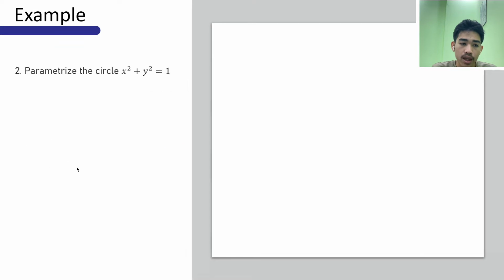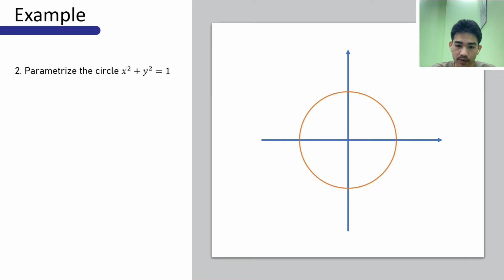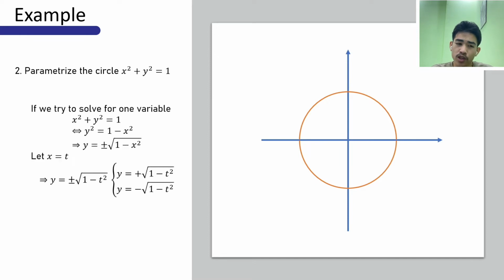The second example is to parameterize the circle x squared plus y squared equals 1. This is our circle. If we try to solve for one variable from x squared plus y squared, this is not the correct way to do it. When we solve for one variable and substitute x equals t, what we get is two y functions. When we graph them, we get only half of the circle. If we graph the positive square root, that will be the upper half. If we graph the negative square root, it will be the lower half of the circle. So it's not the whole circle that we parameterize. This way is incorrect.